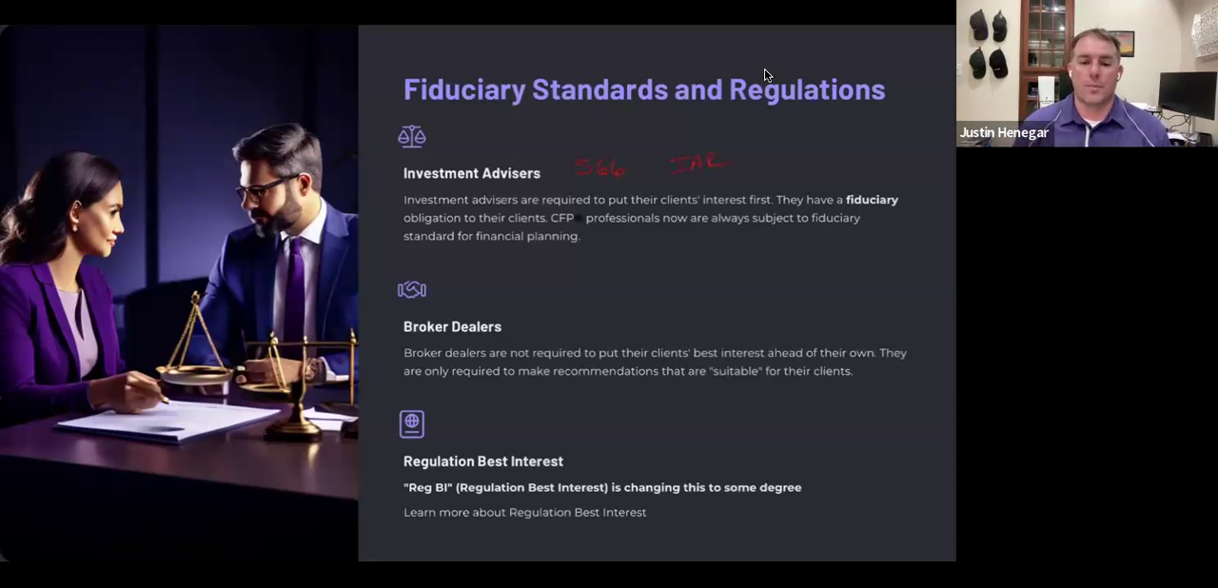So an investment advisor representative who has a Series 66 is classified under the Investment Advisors Act, and they can act as an investment advisor, and they have a fiduciary obligation. Fiduciary just means best interest. I am going to do what's in the best interest of my client. My client will always come before my own interests.